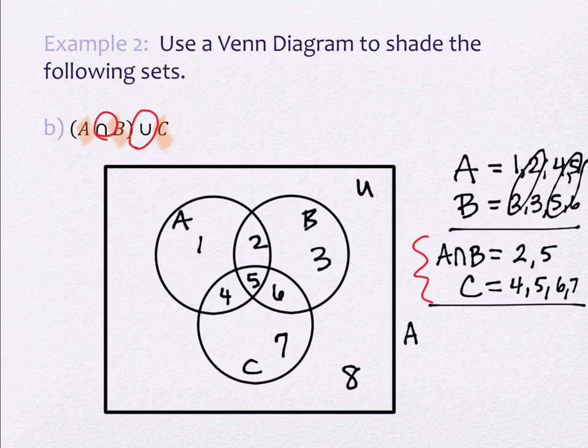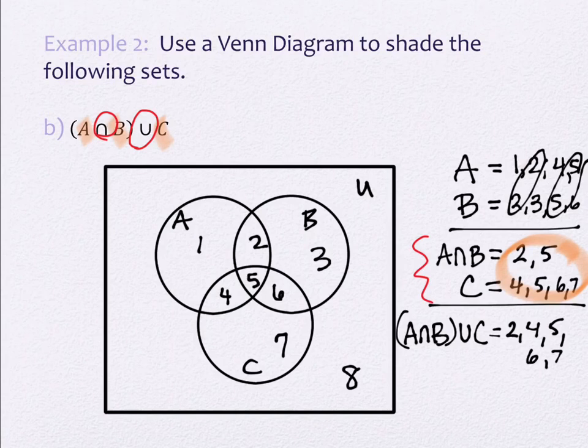What does union mean? All of them. So every number that's listed here is going to get rewritten in my union. So if I go in order, I've got 2, 4, 5, 6, and 7. And what would my last step be? Right, to shade those regions. Here's 2, 4, 5, 6, and 7.